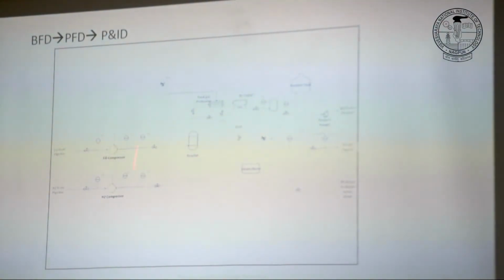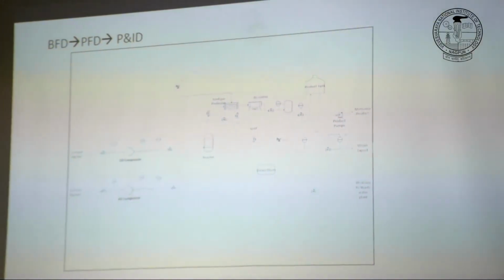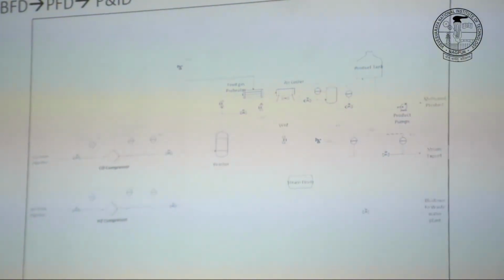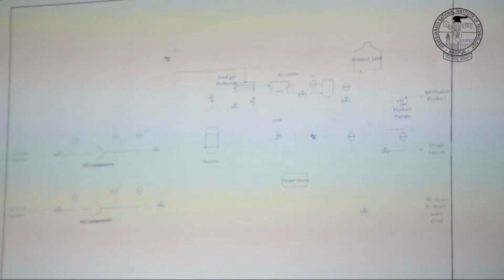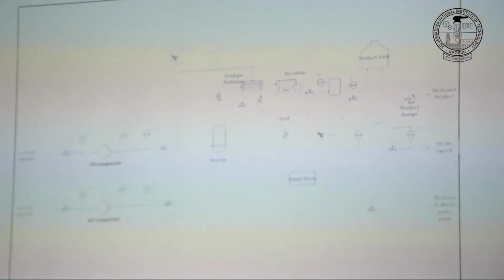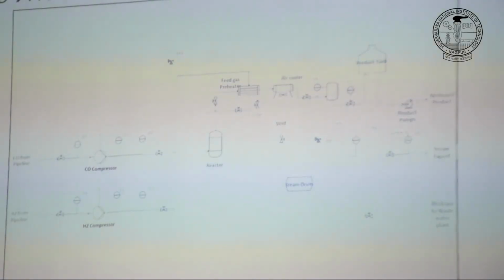Then we put how we want to control the plant. Normally in a plant, basically you can categorize control into three different things. One is quality control, one is inventory control, and another one is production control. So flow and those kinds of things fall into the production category.